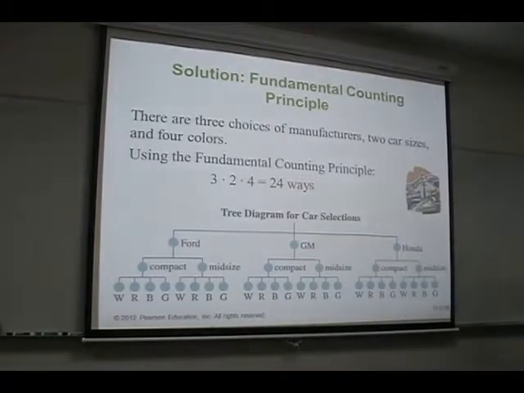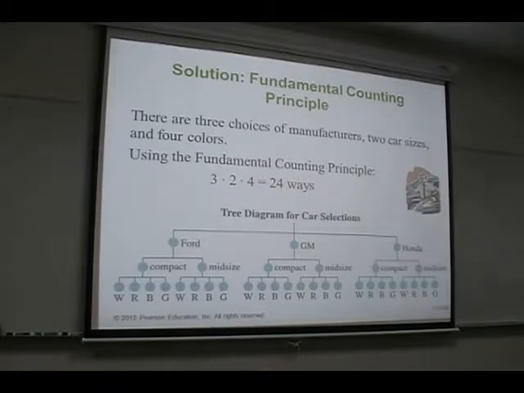It's a way of listing out all those different possibilities. They had to choose a manufacturer, then they chose a size, and then they chose the color. And they can list it all out in a tree diagram. The main thing they want to know is how many combinations are there? How many choices are there in the pool?